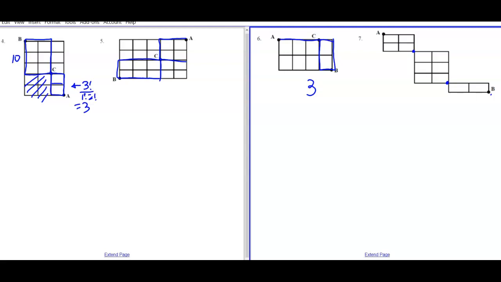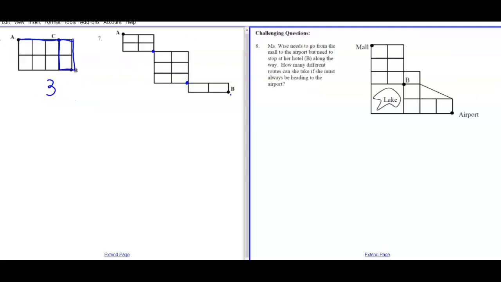And then challenge question number 8. You're going from the mall to the airport. Can't swim through the lake. Got to go through B. So here's your rectangle, but this is not a rectangle. So you're going to have to think about how to get from B to the airport. You might do it that long way that I showed you with the corners. Okay, I'll leave that for you to do.